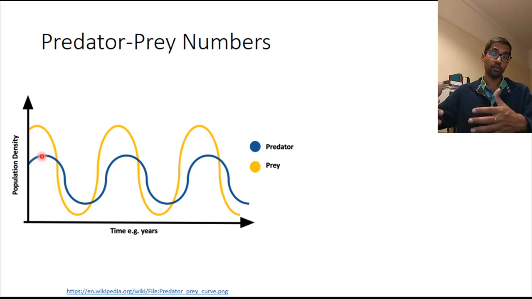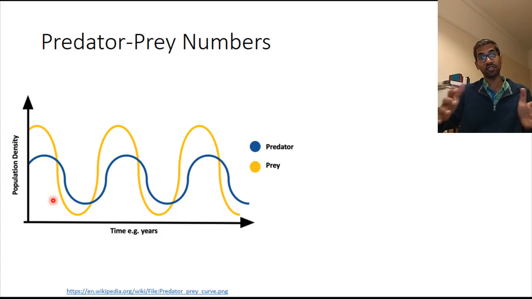But if the number of foxes increases, there are more predators and they eat a lot more of the rabbits, and the number of rabbits starts to go down. As the number of rabbits goes down, there is less and less food available for the foxes, and therefore the number of foxes starts to reduce as well. This is how the numbers would move in this ecosystem.